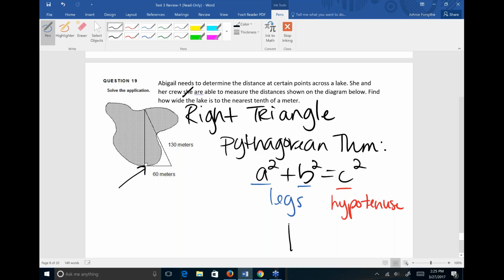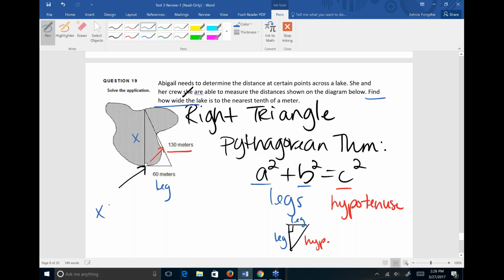So what does that mean? If you have a right triangle, here's the right angle. The hypotenuse is always opposite of the right angle, and the legs are the other sides. So for this one, we know the hypotenuse here is 130 meters because it's opposite of the right angle. And then the legs, we know one leg is 60. And the other leg we don't know, and that's going to tell us how wide the lake is. So we'll say that's x.